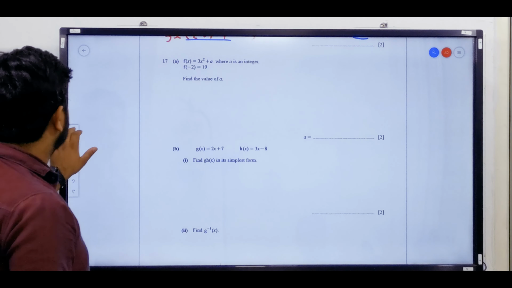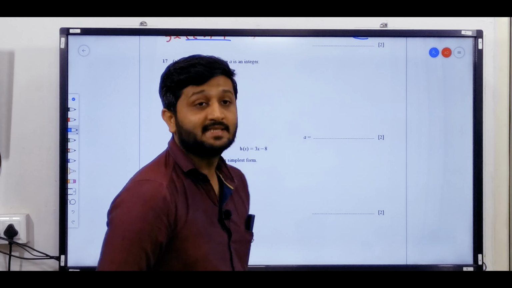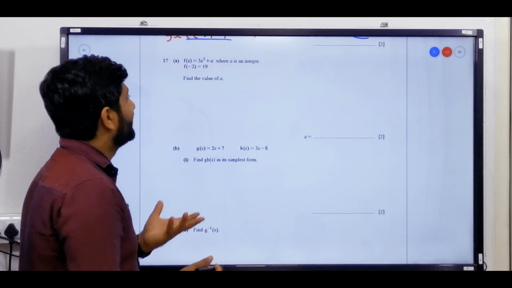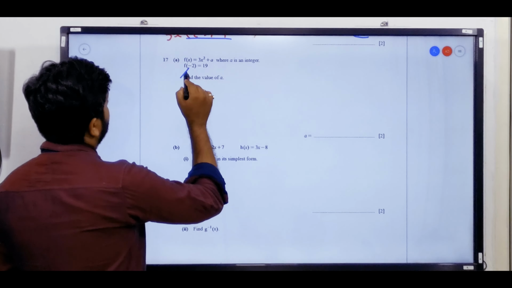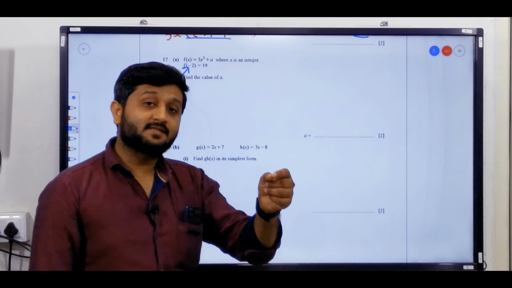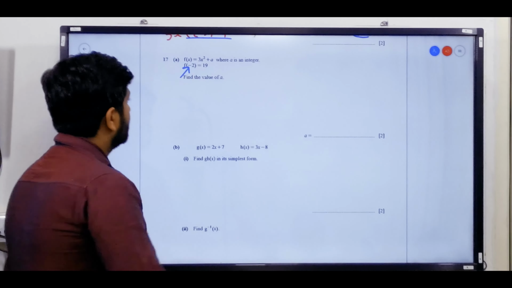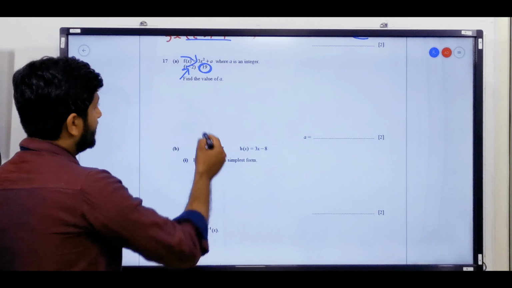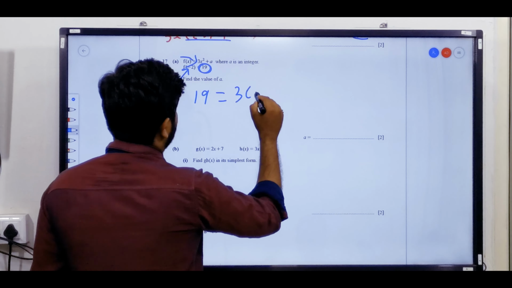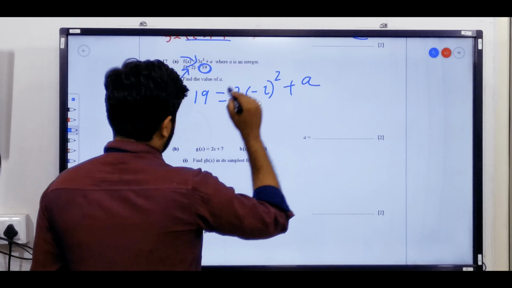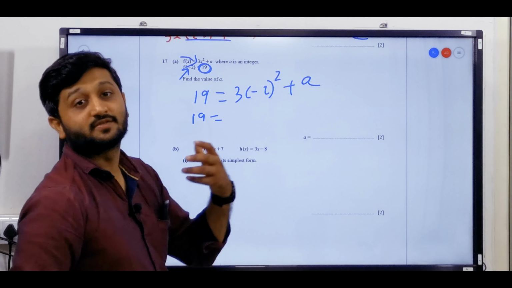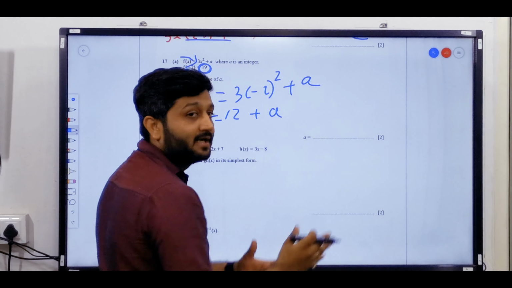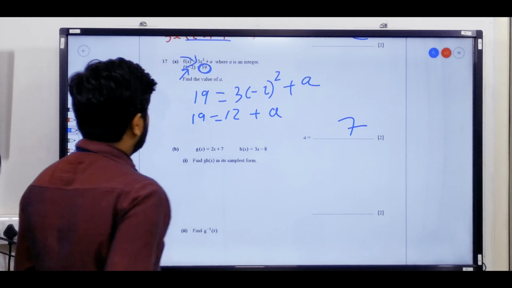f of x is equal to 3x square plus a, where a is an integer. f of minus 2 is equal to 19. Find the value of a. So here f of minus 2, what does that mean? That instead of x we are supposed to put minus 2, and instead of f of x we are supposed to put 19. So 19 is equal to 3 into minus 2 square plus a. Minus 2 square is 4, 4 into 3 is 12, 12 plus a. So a is obviously 19 minus 12, which is 7. Next part.